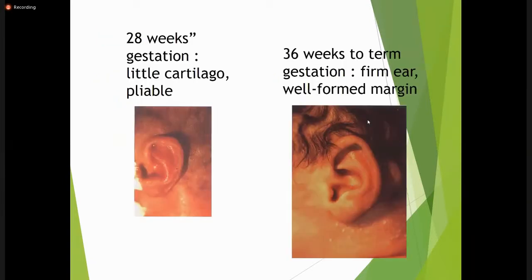Okay. So in the case of premature babies, the cartilage is small and pliable. So it seems like this. It is very soft and usually sticks to the side of the head. While here you can see the cartilage is well formed. This is a firm ear with a well formed margin.